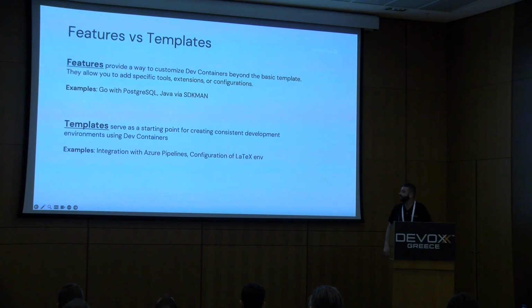Now, what's the difference? First of all, features provide a way to customize dev containers beyond the basic templates. They allow you to add specific tools, extensions or configuration. For example, Go with PostgreSQL or Java via SDKMAN. And templates serve as a starting point for creating a consistent development environment using dev containers. For example, there are templates like integration with Azure Pipelines or a specific LaTeX configuration environment.